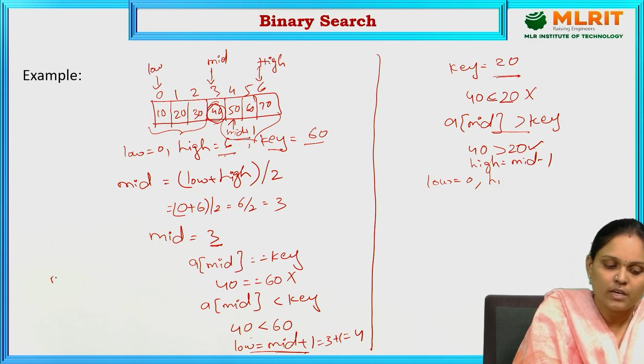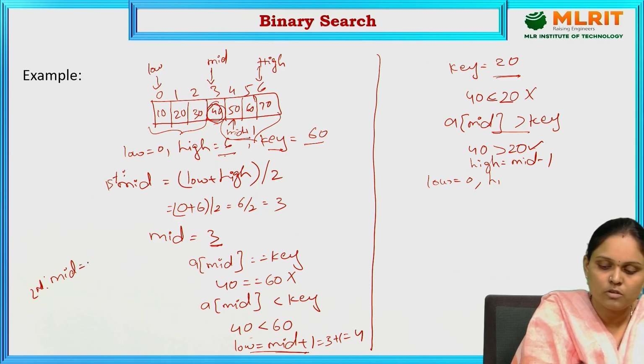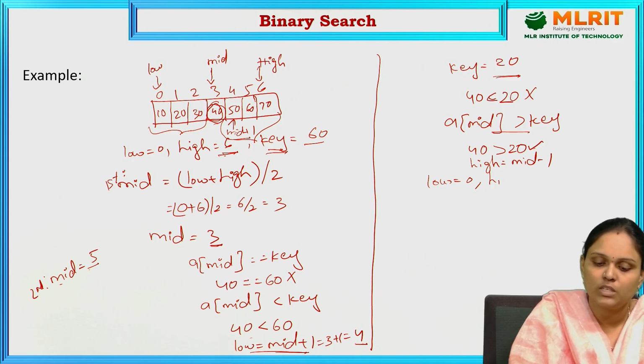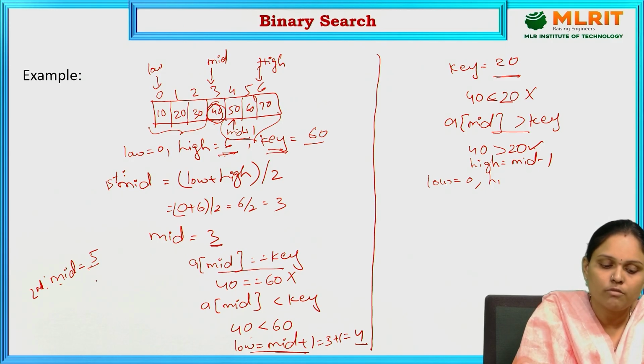So again we are finding the mid value. This is the first iteration and this is the second iteration. So mid is equals to 4 plus 6, so low is 4, high is 6. 4 plus 6 is 10, 10 by 2 is equals to 5. So the same process, this middle element we are comparing with the key. A of mid double equals to key. A of mid is a of 5, a of 5 is 60 and the key is also 60. Yes, here the key is matching.